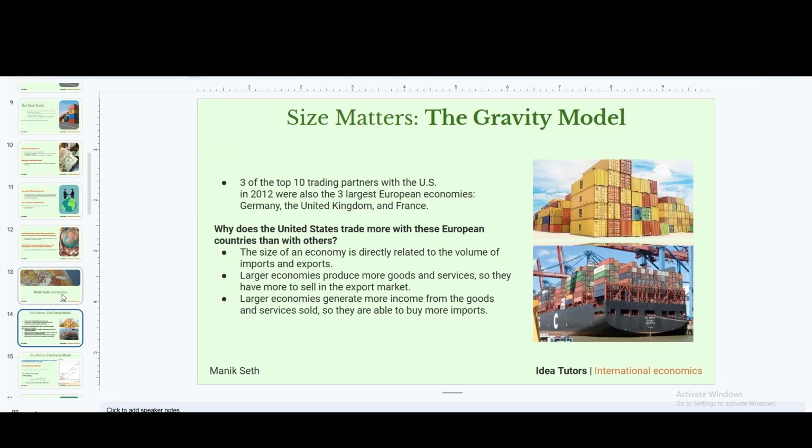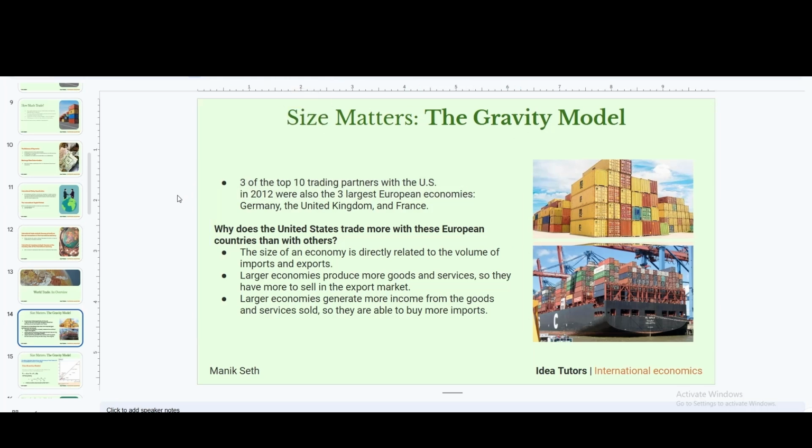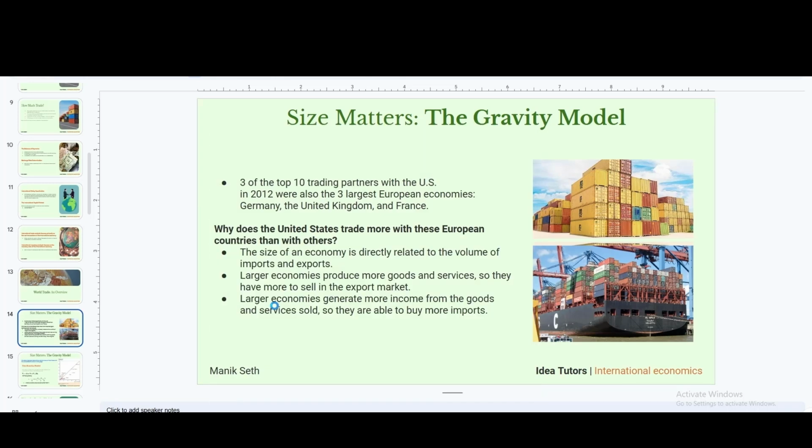Okay, so the size of the countries, the size of the trading partners, matters when it comes to trading. There is certain data regarding trading partners of the US. But the question is, why does the US trade more with these European countries than others? Whoever these top trading partners are, how are they different from others? Why are they at the top in the trading partner list with the US, and why are others not?